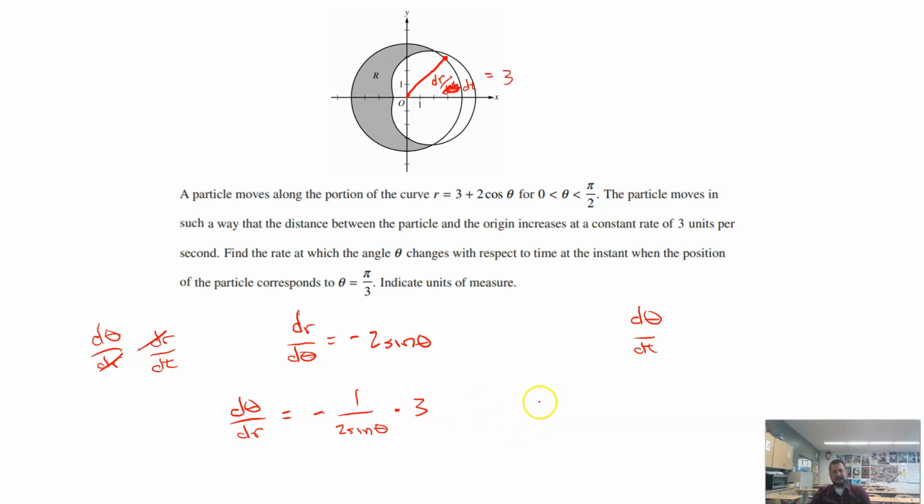Then I plug in pi thirds. So I get negative 1 over 2 sine of pi thirds multiplied by 3. When you put that into your calculator or whatever, you get negative square root of 3. And the units on that are radians per second. Now again, that one was really tricky, just that last step. Even if you understood what you were doing, it's a related rates problem. That last step was tough, knowing that I could just flip that upside down and it inverses what the dr d theta is equal to. Very tricky problem. Hopefully that made sense. If you have any questions about this one, please let me know.